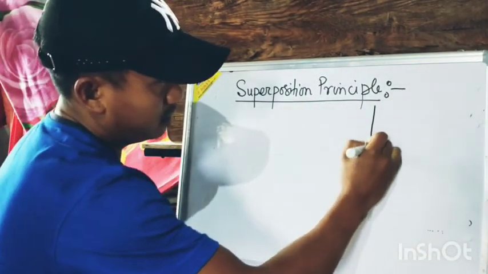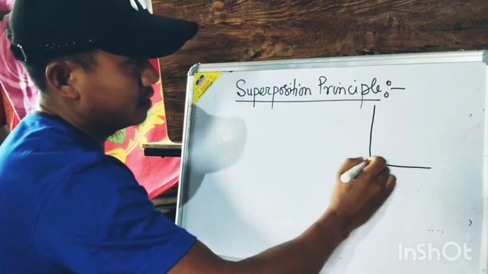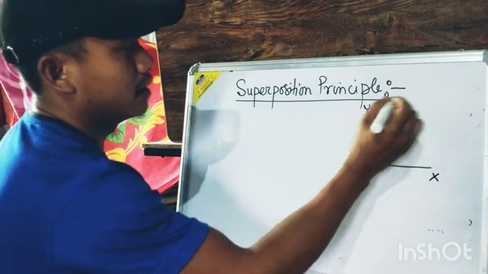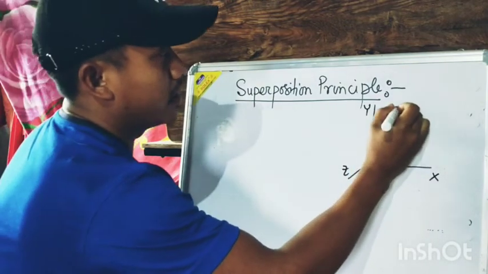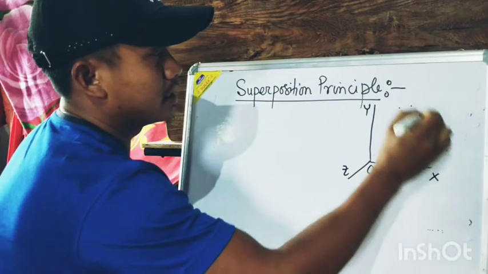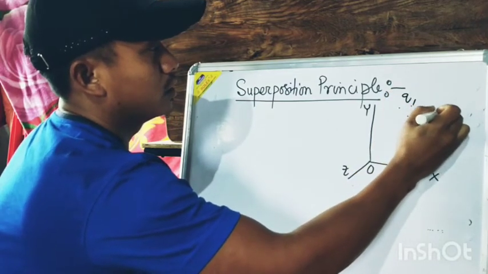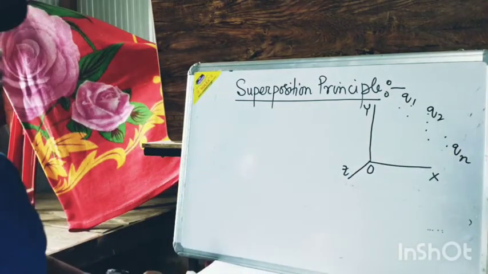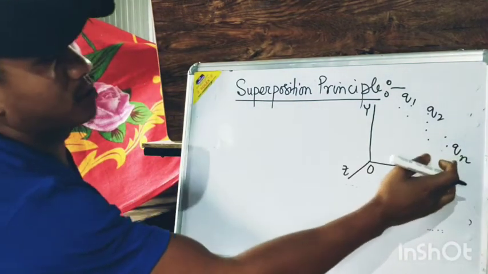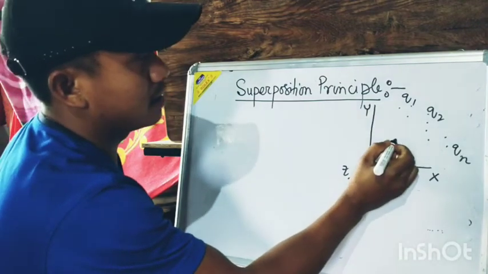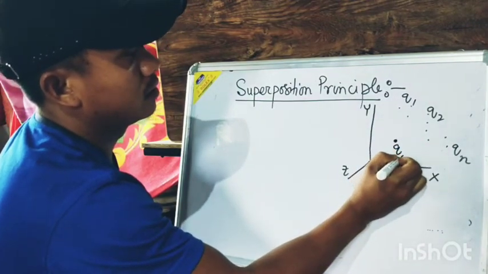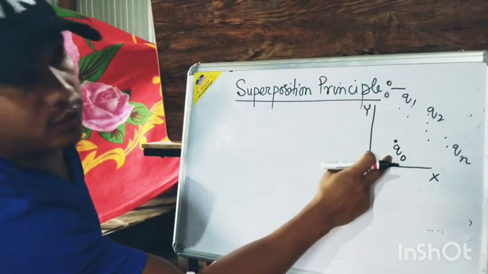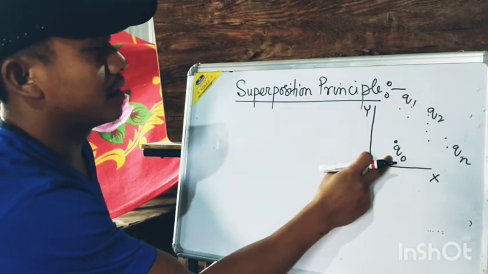Suppose you have a three-dimensional system, with axes x, y, z. Then you have a number of charges, n number of charges, q1, q2, and so on up to qn. And apart from these n charges, let there be another charge q0. Then several forces will be acting upon this q0.